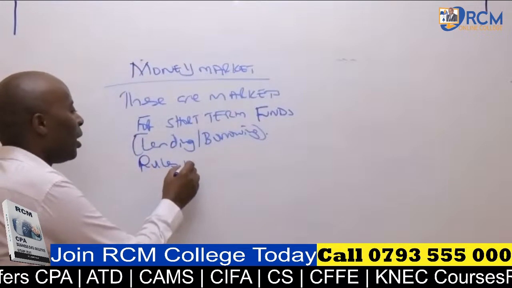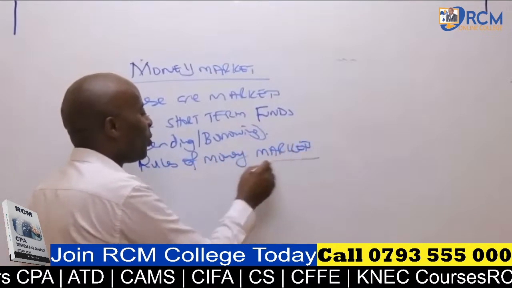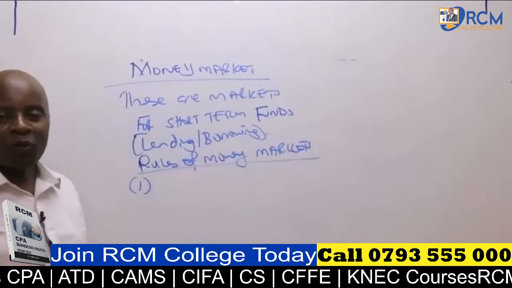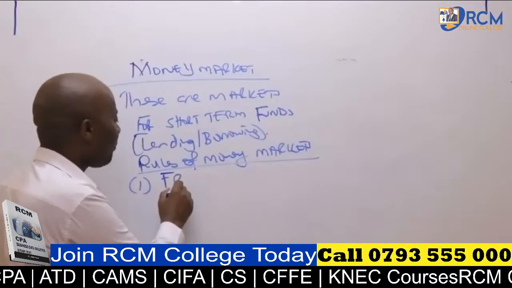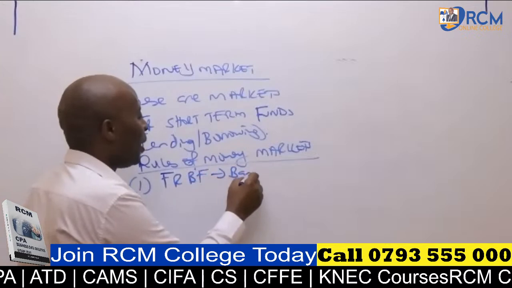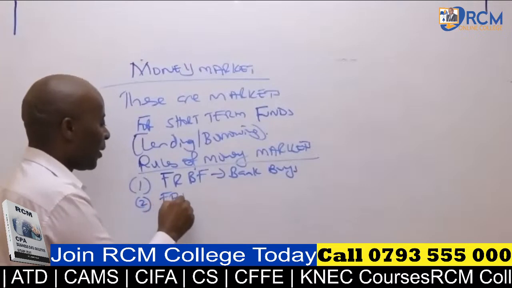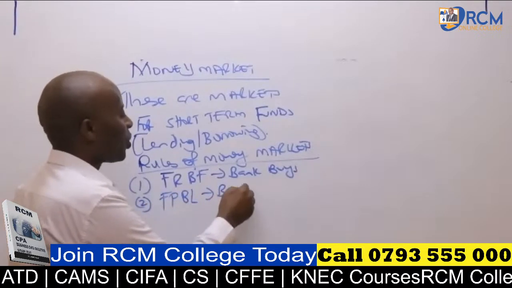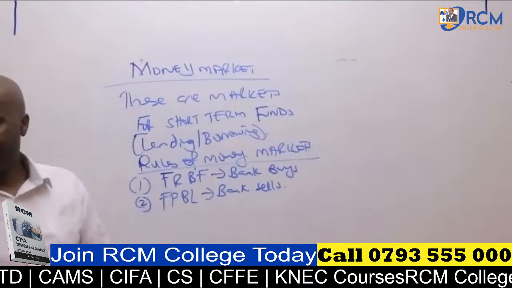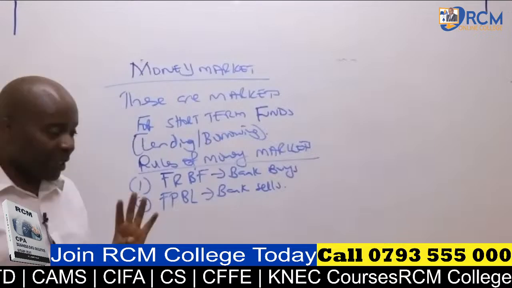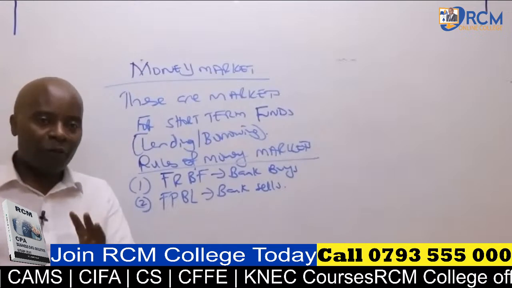Now, ladies and gentlemen, when it comes to money markets, what are you supposed to be knowing? You need the rules. The rules of money markets, number one, is FRBF, bank buys. Number two, we have FPBL, bank sells. So please write this in full. It's a simple thing. Within 5 minutes, all of us will be very comfortable on these issues of money markets.